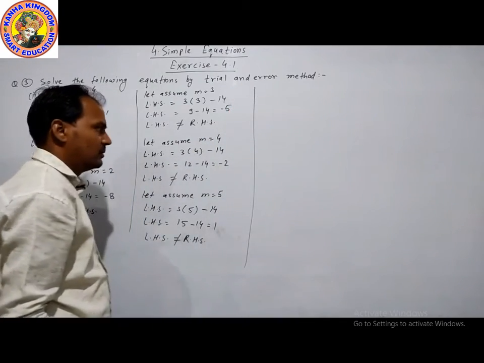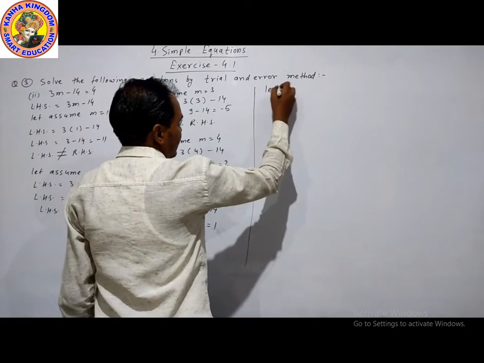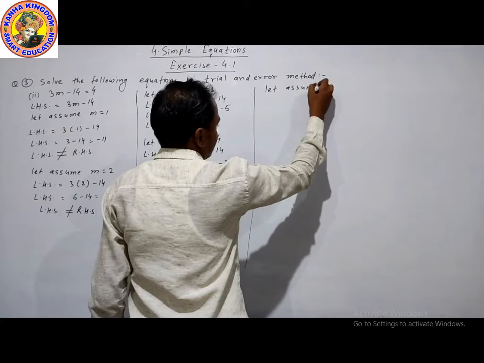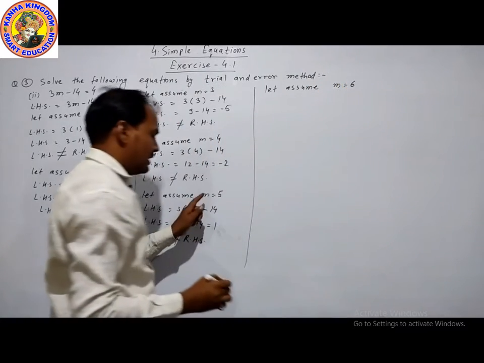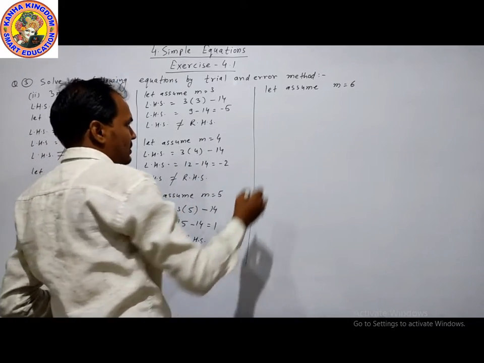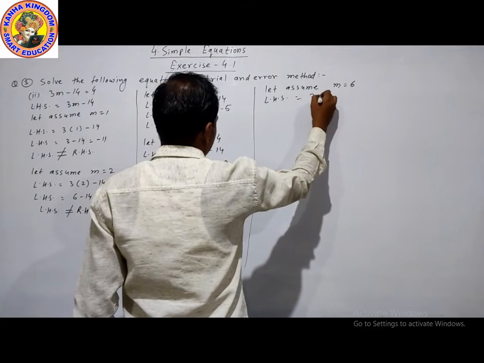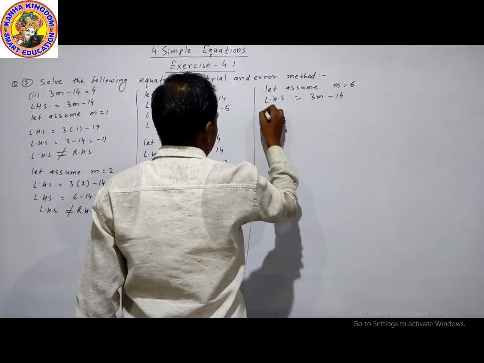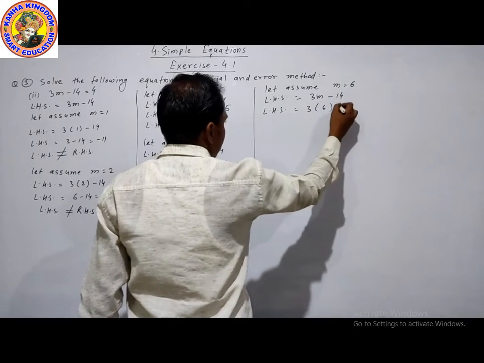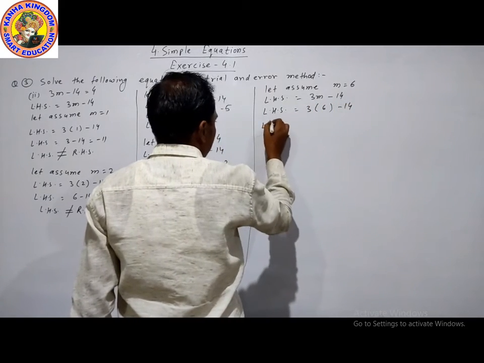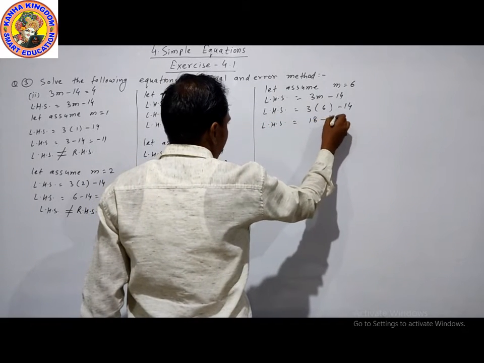Now taking the next value, let us assume m is 6. Left hand side is 3m minus 14. Putting the value, 3 into the value of m, 6, minus 14. Left hand side is 3 into 6, 18 minus 14.